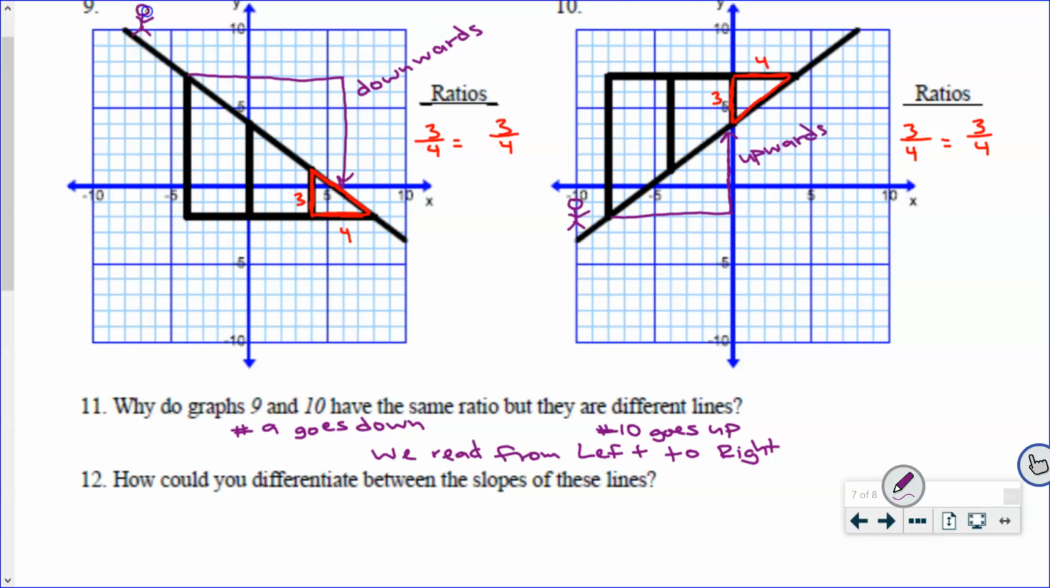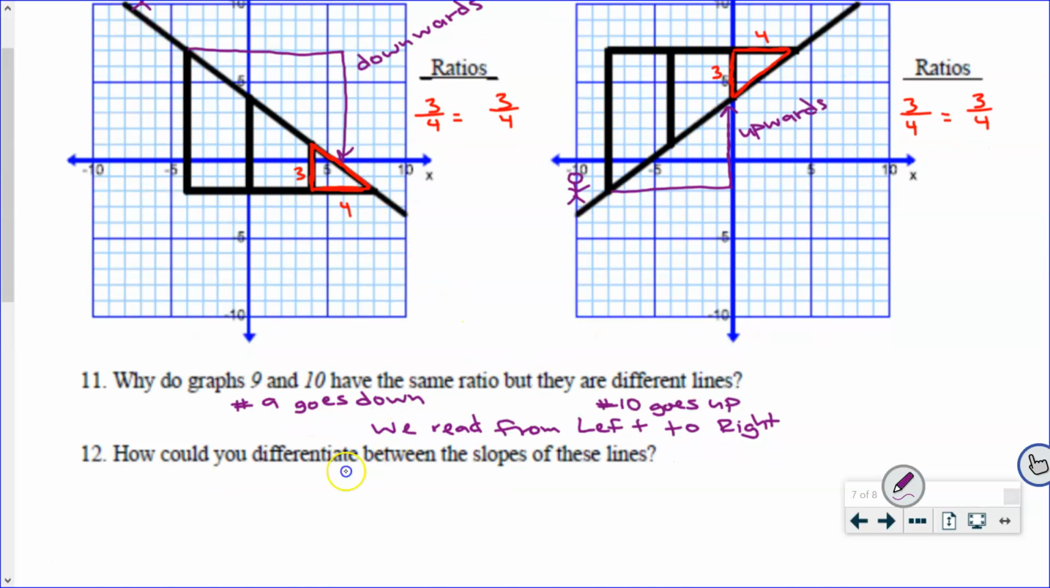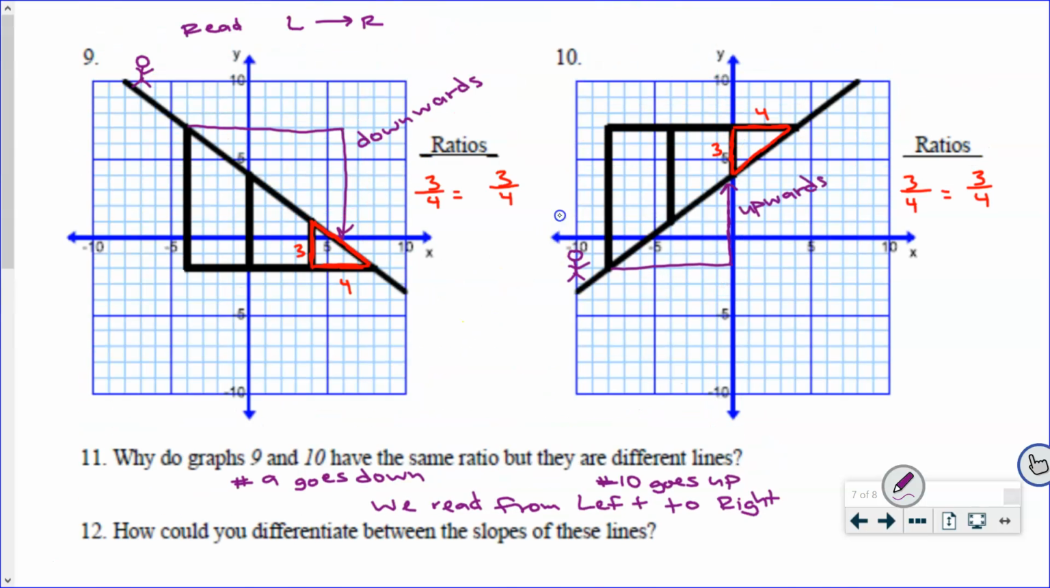Would you rather be the person that walks down this hill or the person that walks up this hill? Down. It's going to be a lot less effort, right? Walking up the hill is going to be a lot of effort. So tie that into this. How am I going to differentiate between the slopes of these lines? Remember, we're looking at the ratios. They do have the same ratio, but how do I tell the difference between the slope? Because they're different. One's going up, one's going down. What could I do to show that upness and to show that downness? Talk to your groups. Just a quick 20-second discussion. Ready, set, go.